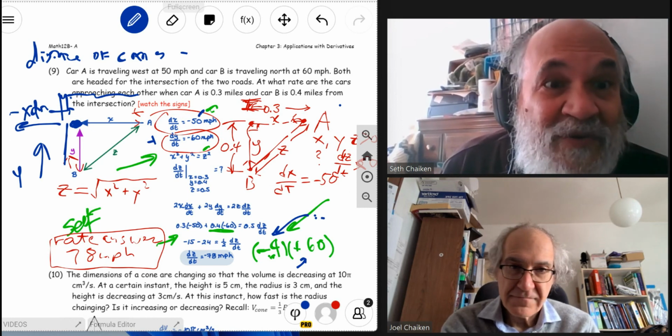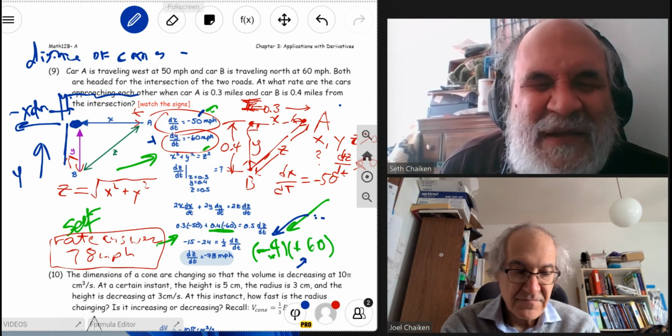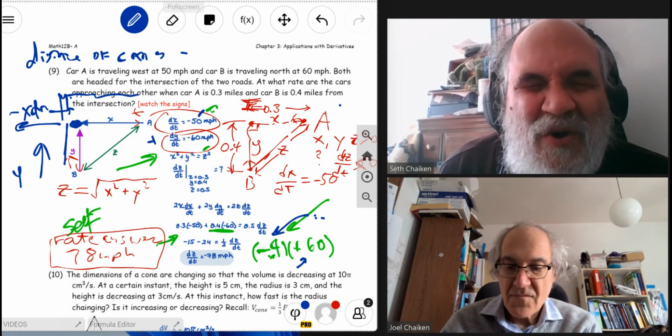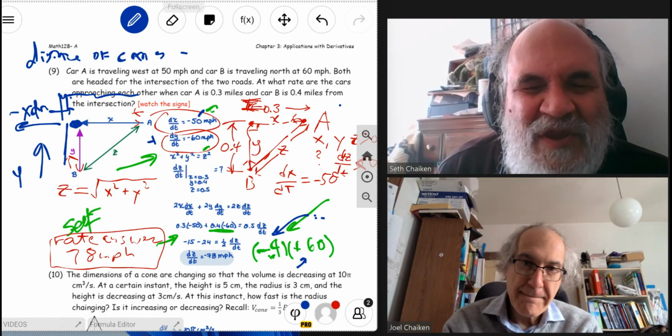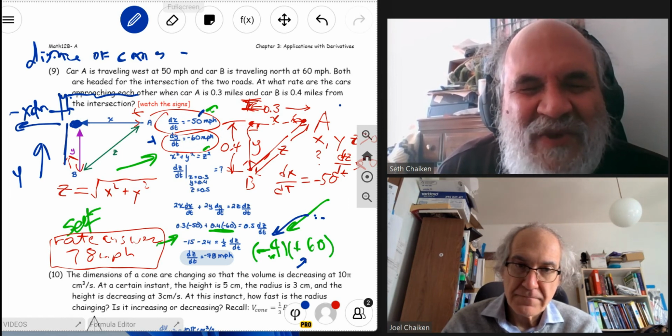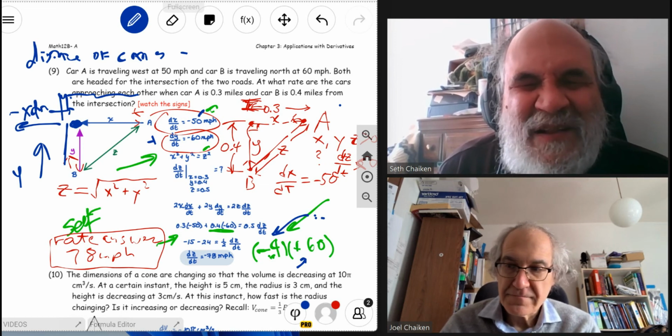This square root, the squaring could mess up the sign. And so when approaching this problem, whoever you're doing it, you have to choose the sign so that it's realistic.